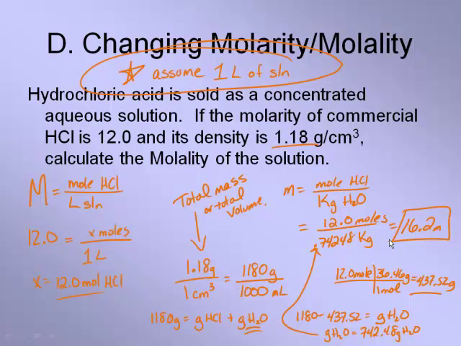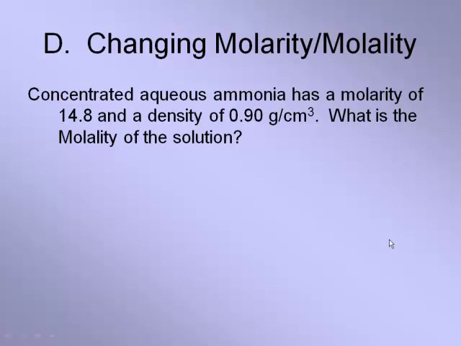Let's do one more example just to help you out a little bit. Concentrated aqueous ammonia has a molarity of 14.8 and a density of 0.90 grams per cubic centimeter. What is the molality of this solution? Again, pause it if you think you know what you're doing, and then come back and see how I solved it to see if what I did and what you did are the same.